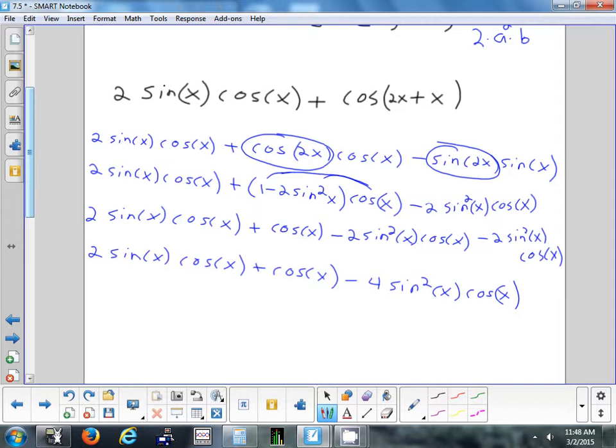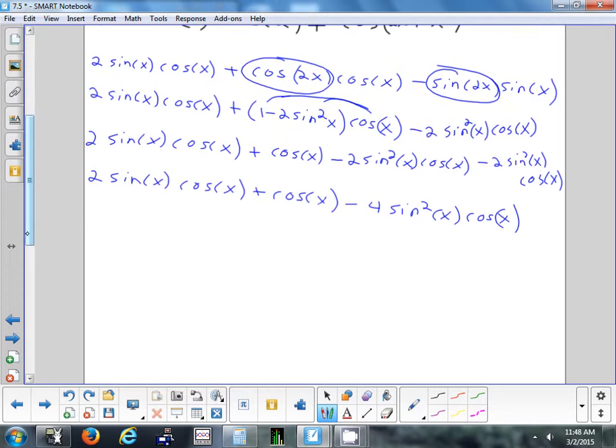Now I want you to look carefully at each part and see if all three parts have something in common. And if they do, we're going to do something with that, and then this problem is going to start to look like something, I hope. Yeah? Right. You can pull cosine out of all of those. And watch what happens when you do that.